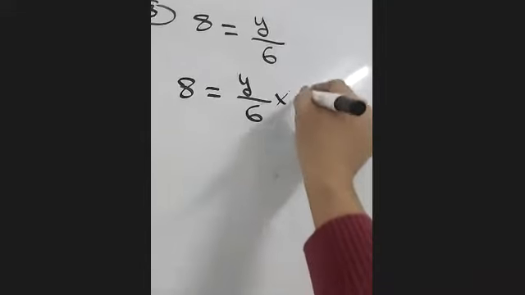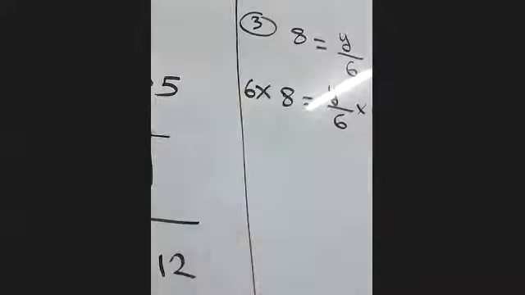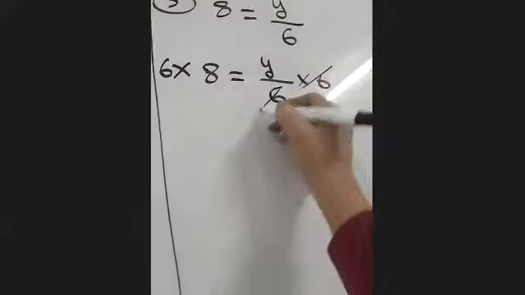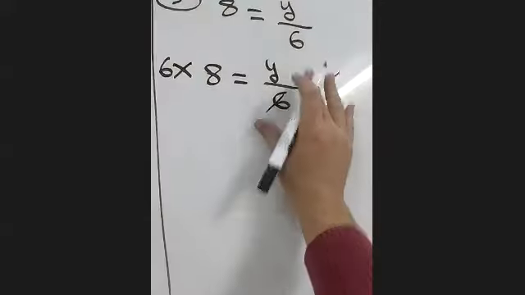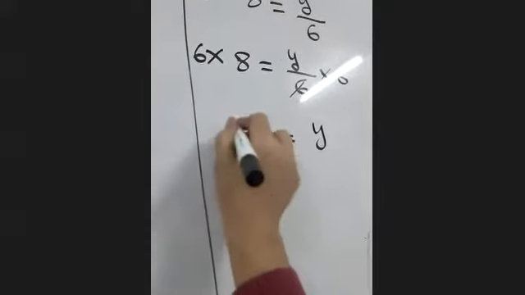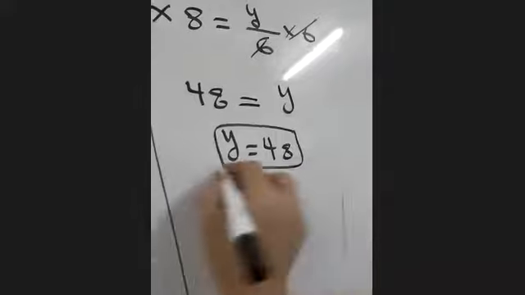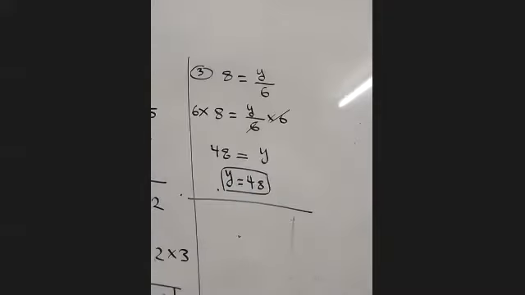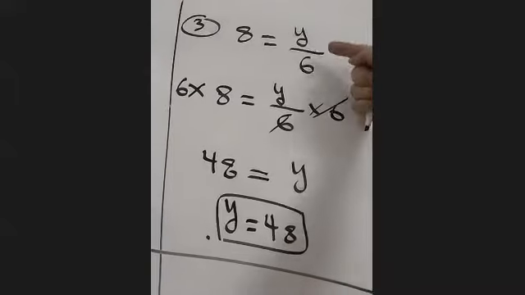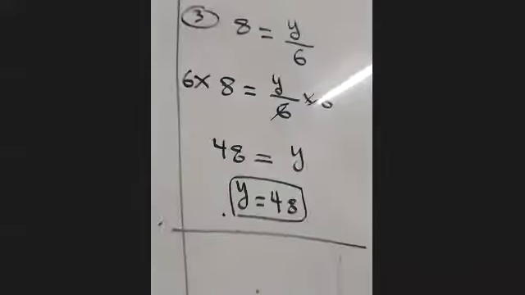So here, I'll multiply by 6 up like this, not down. And here also multiply by 6. Now in this side, the 6 with the 6 are gone, still 1. Here, still y. And the equal comes down, 8 times 6, 48. So y equals 48. To check our solution, go to the equation, replace this y by the 48. 48 divided by 6 is 8.